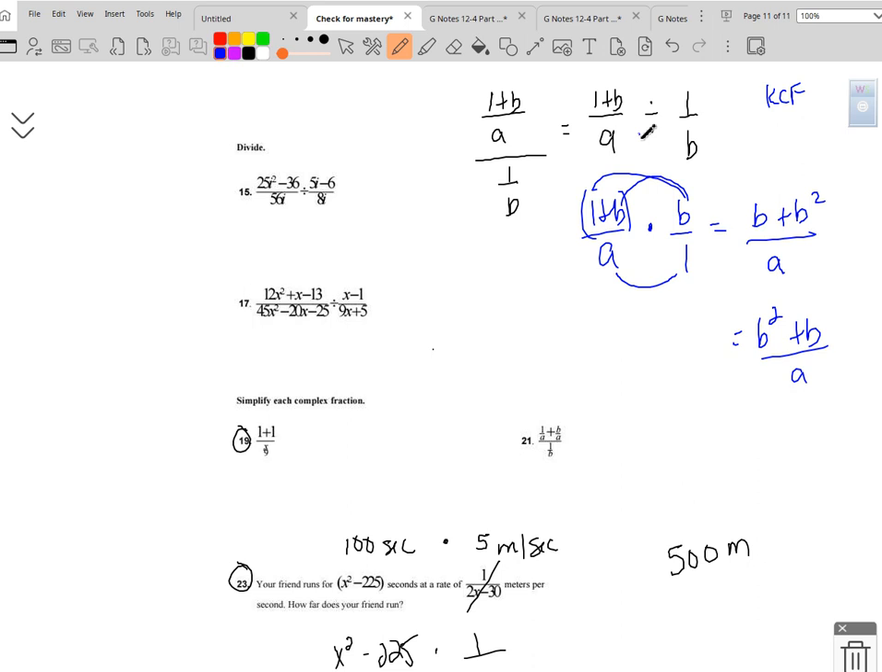Does that make sense, Faith? Does that make sense, Jalen? Alright, so you guys want to try number 19? Try number 19 and then we can do it together if you're getting stumped.